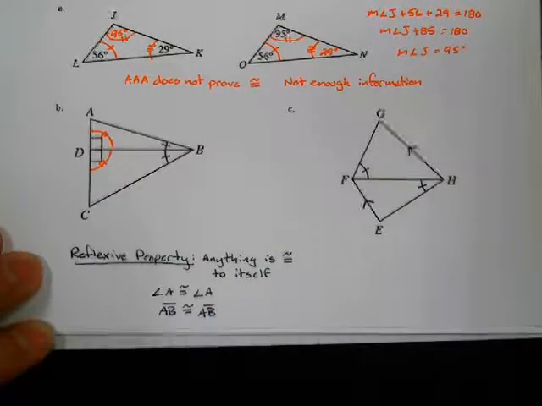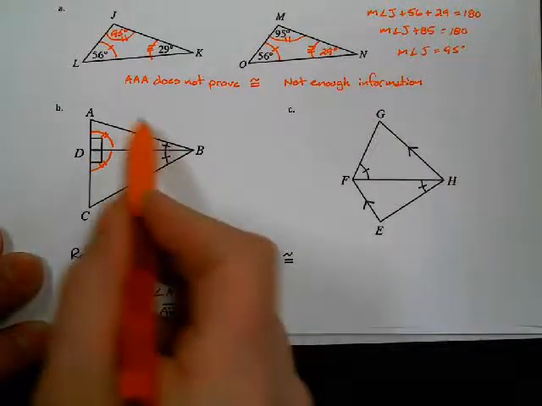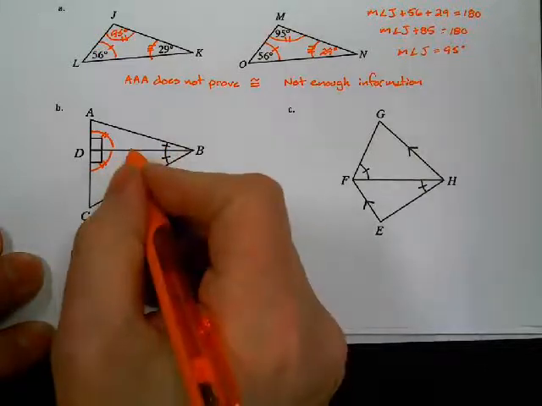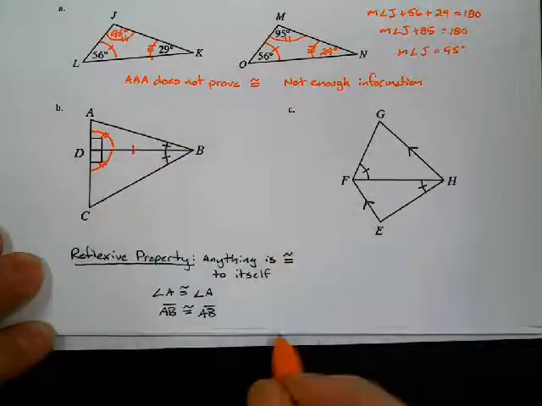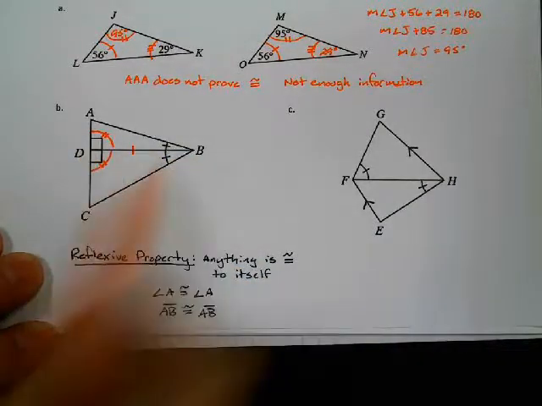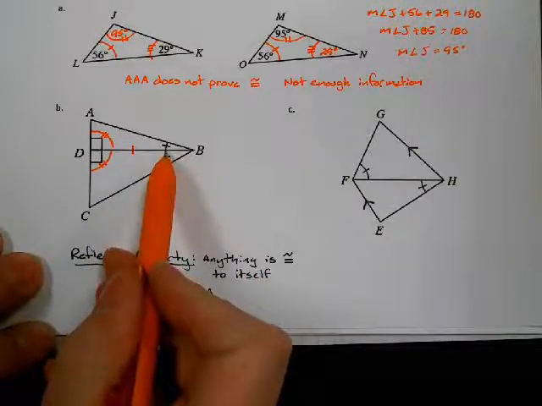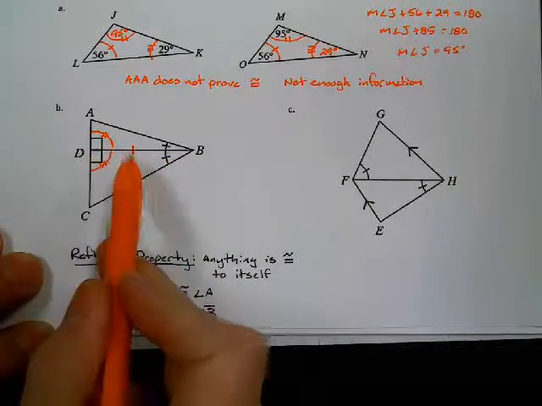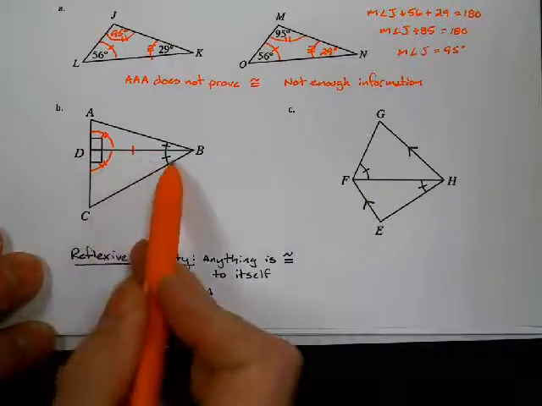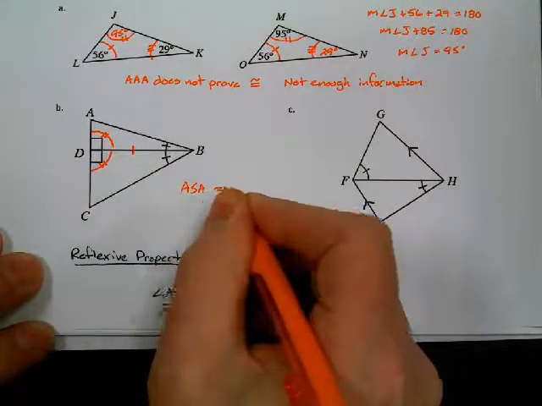But if you notice that this side here, DB, it's part of the top triangle and it's part of the bottom triangle. So that is the same. So DB from the top is the same as DB from the bottom. That's the reflexive property. It's congruent to itself. So now we've got angle, side, angle on the top, and angle, side, angle on the bottom. So we have angle, side, angle congruence. So we can prove this.